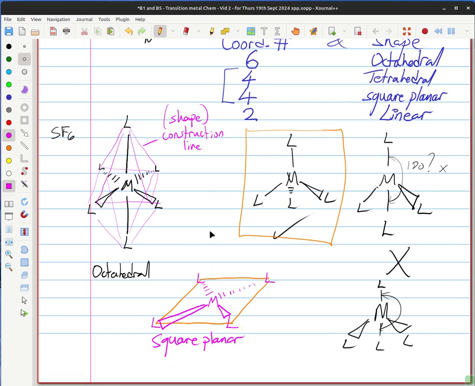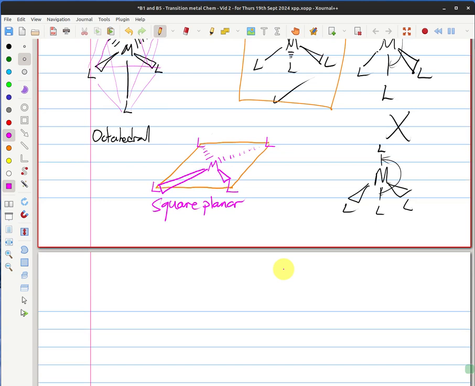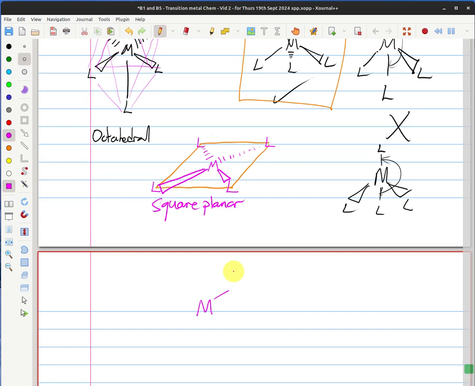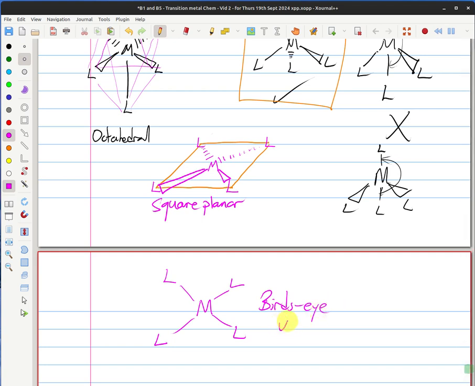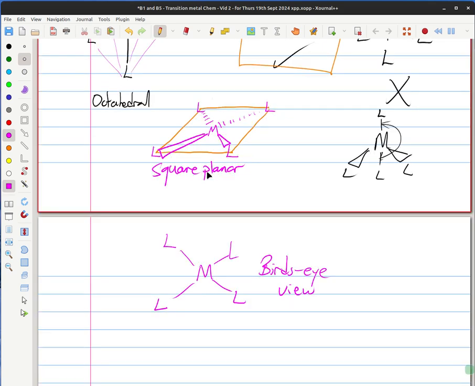You can draw it from above, a bird's eye view if you like. If you draw it from above, then of course everything will be in the same plane as you're looking down, and you could get away with drawing it like this. Bird's eye view. Is it hyphenated? I'm not sure. Okay, but I wouldn't recommend that you really do this. Try and draw the bonds going into the plane and bonds coming out of the plane. So there's your square planar.